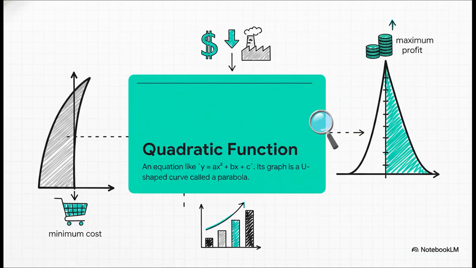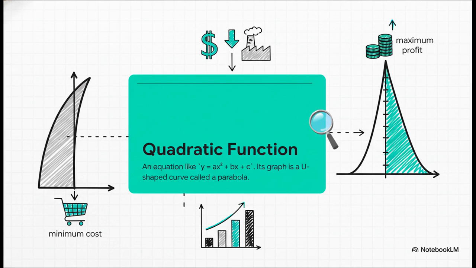Now, here's why this is so important for us in business. So many of the things we manage aren't linear. They don't just go up and up forever. Think about profit. As you raise your price, your profit goes up, but only to a point, right? Eventually, the price gets too high, people stop buying, and your profit starts to fall. That peak, that's the top of a downward-facing parabola.